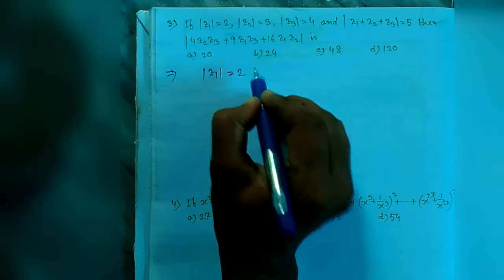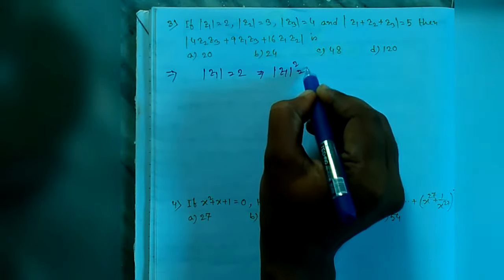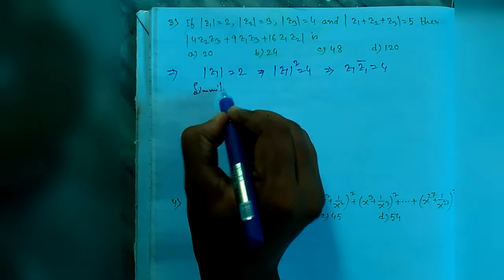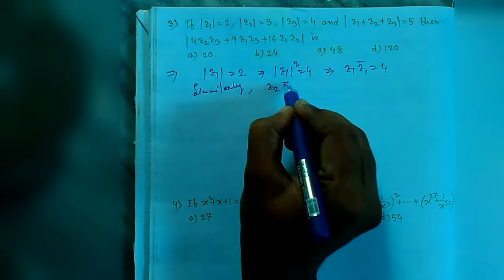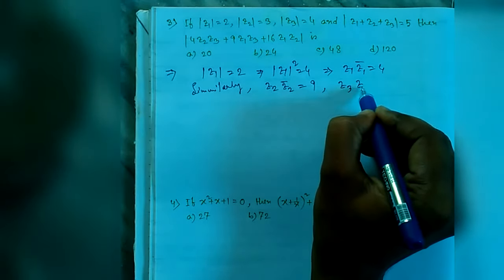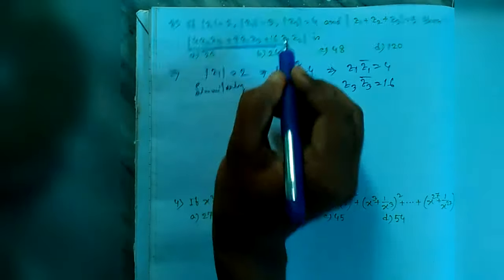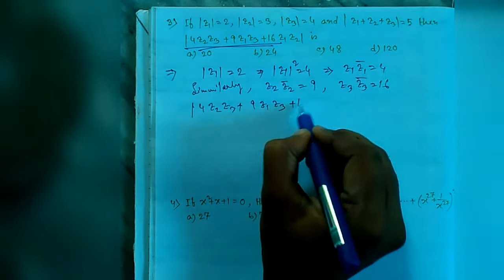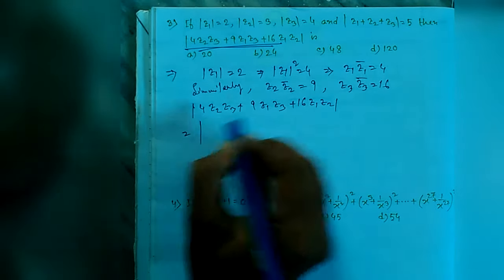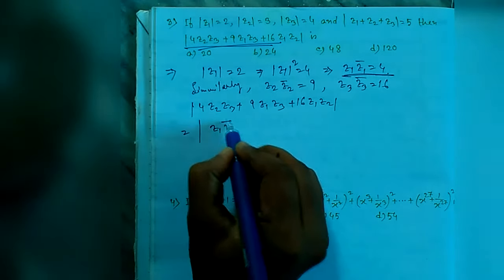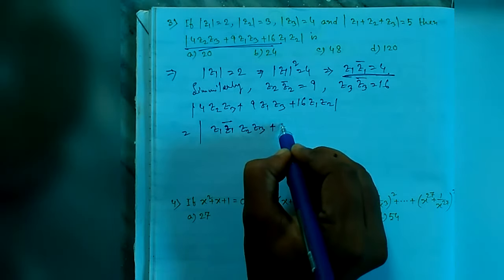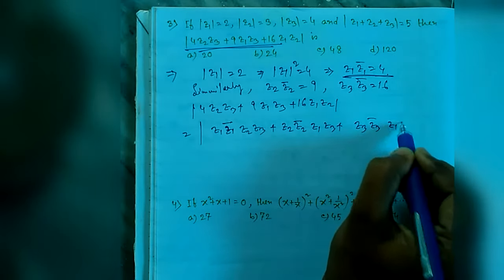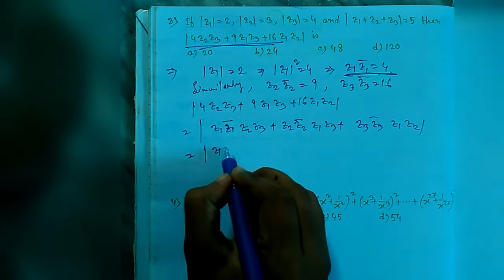Here mod of z1 equals 2, this implies mod of z1 square equals 4, this implies z1 into z1 bar equals 4. Similarly we get z2 into z2 bar equals 9, also z3 into z3 bar equals 16. So this value can be written as 4, meaning z1 into z1 bar, z2, z3, plus 9, meaning z2 z2 bar, plus 16, meaning z3 z3 bar. From this we can take common z2, z3.